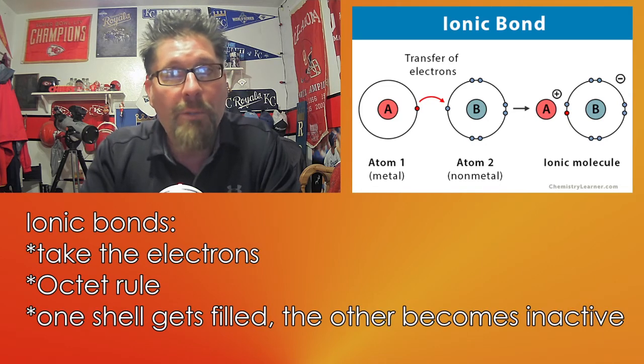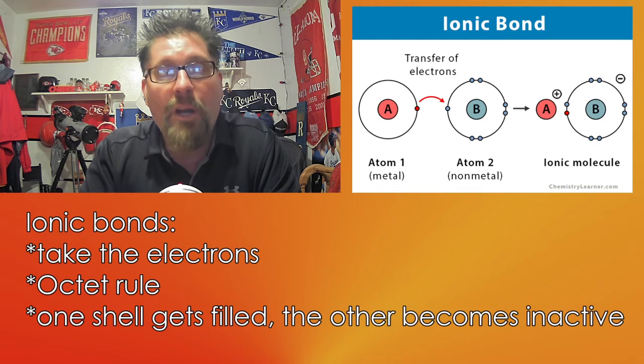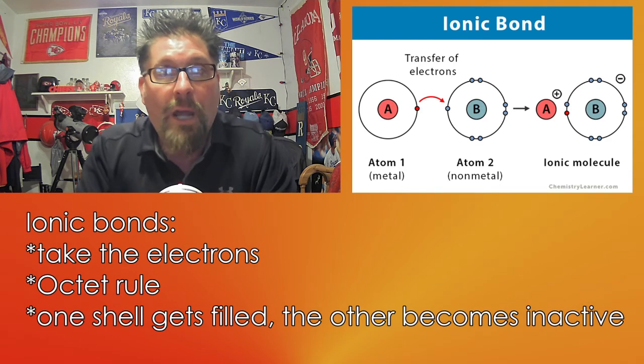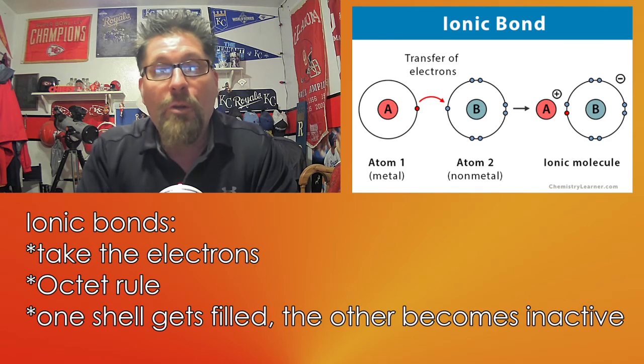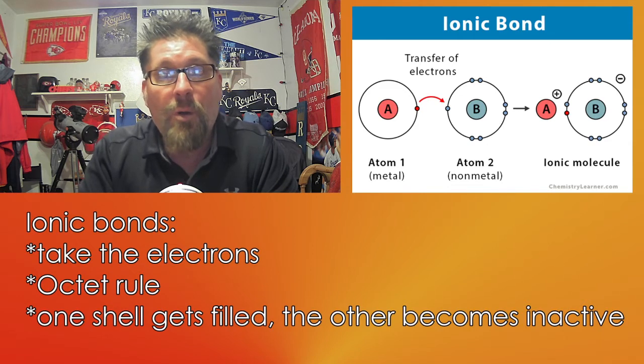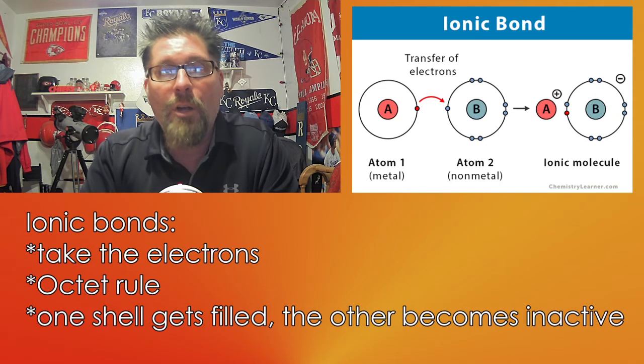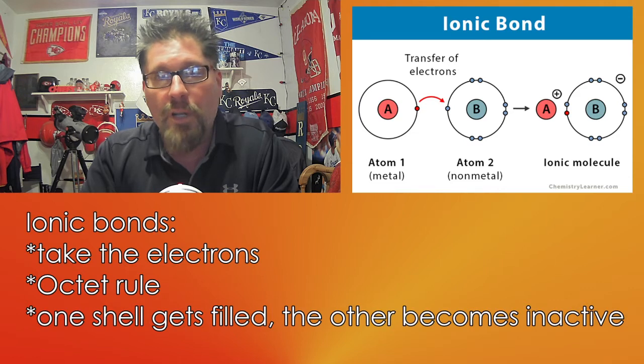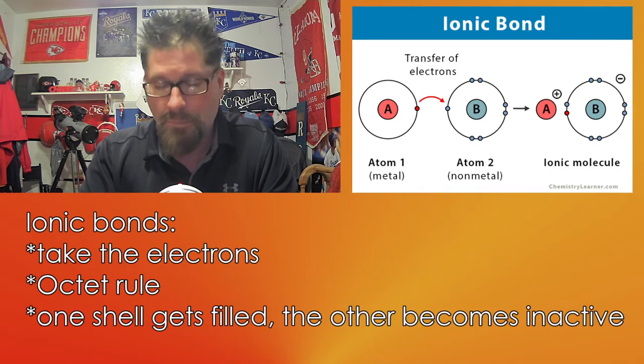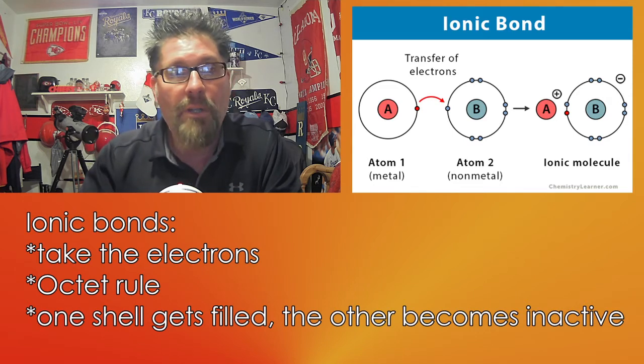And when that happens, if you gain an electron, you are a negative ion or an anion. If you lose an electron, you are a positive ion or a cation. And again, those references are about whether you have more protons than electrons, or more electrons than protons, since they are positively or negatively charged.